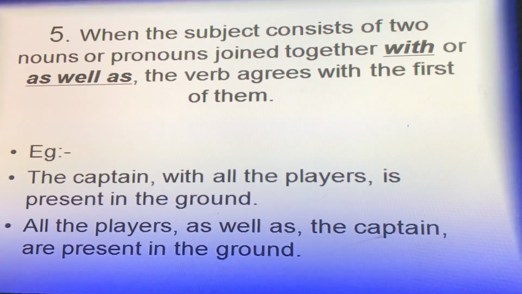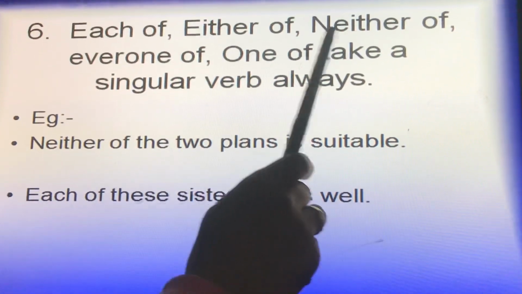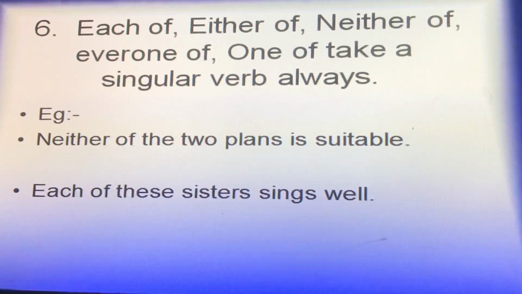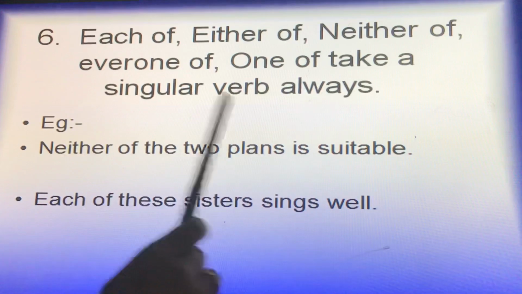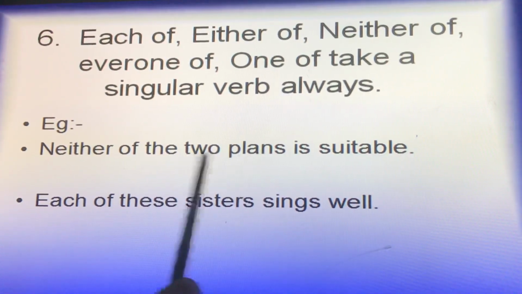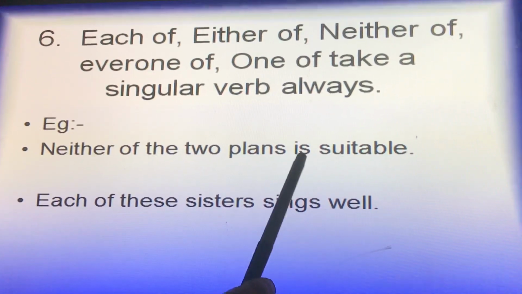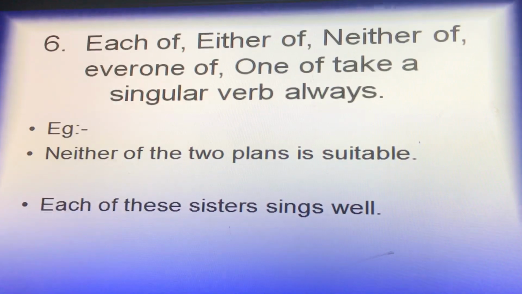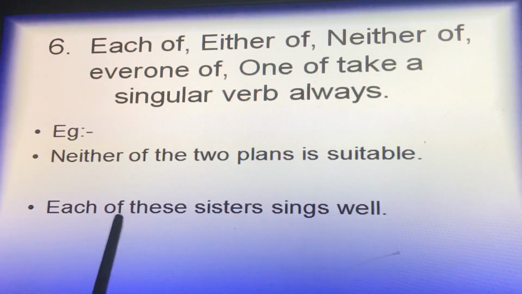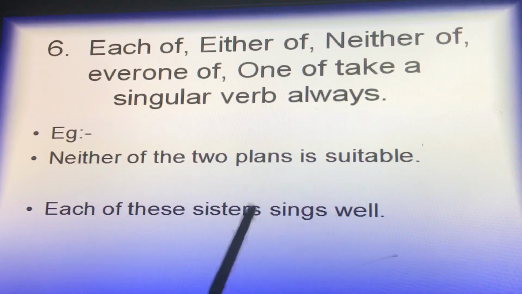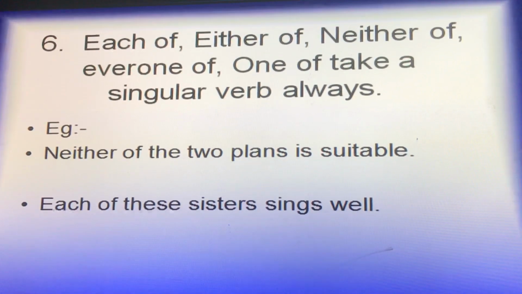Our next rule is each of, either of, neither of, everyone of, one of. If these words have been given, always use a singular verb. Don't look at the subject. The subject will be plural, but we will use a singular verb according to either of, neither of, each of, everyone of, or one of. Like, each of these sisters sings well. Sings is a singular verb according to each of. Don't look at the sisters.